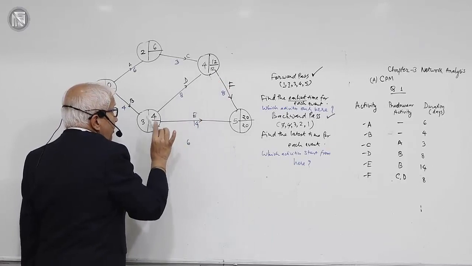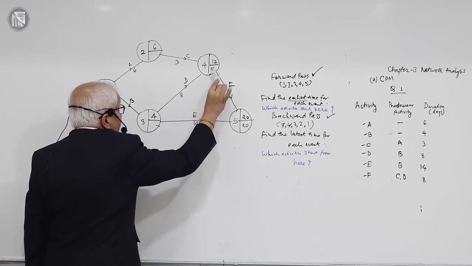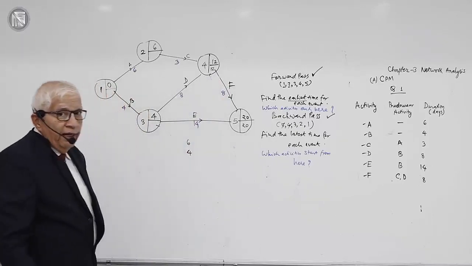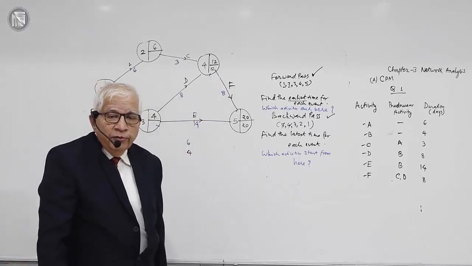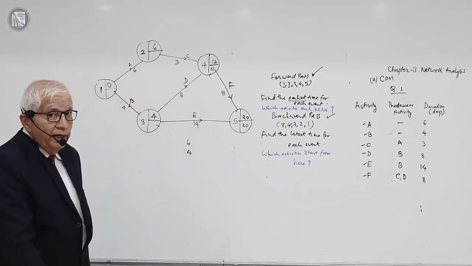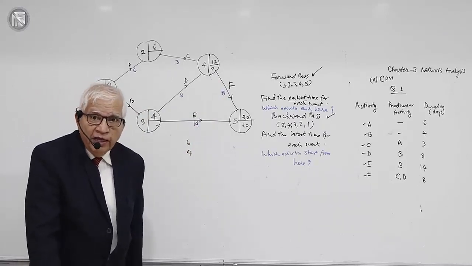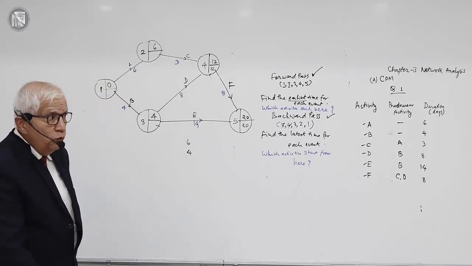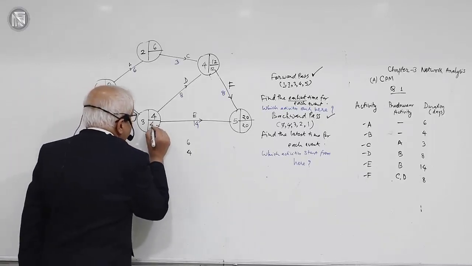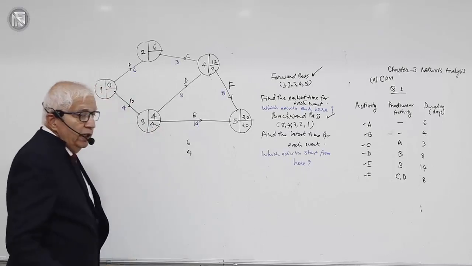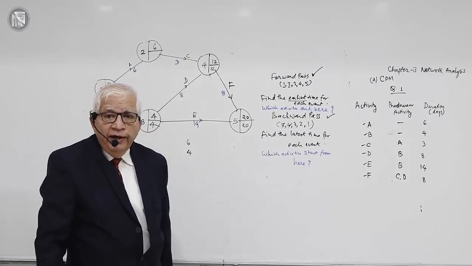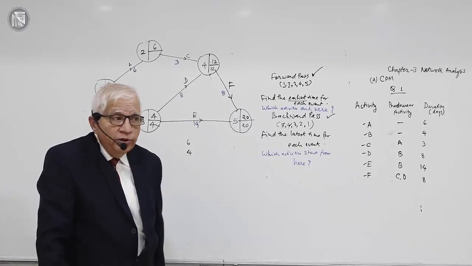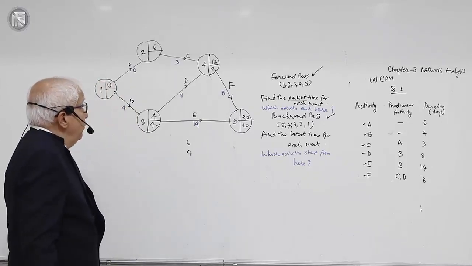Therefore this event must happen latest by 12 minus 8, that is 4. So one activity tells me that event must happen by time 6. Another activity tells me that the event must happen by time 4, and therefore the lower between the two will prevail at event number 3. Therefore what we find is that for event number 3, the earliest and latest time are going to be the same, and that is 4, 4.